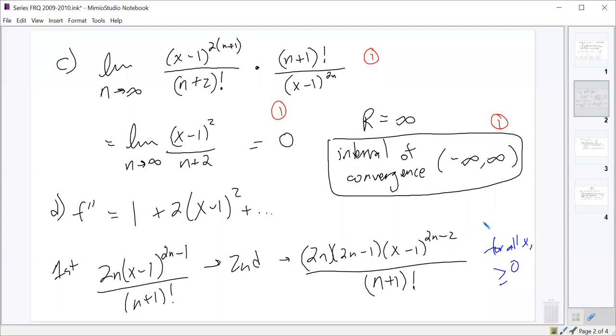And if there are no sign changes of your second derivative, then that means no points of inflection. Good or no? And you'd get 1 point for finding the second derivative term, and 1 point for saying no points of inflection, with a reason. Any questions on that, or is that good? Okay, mediocre.